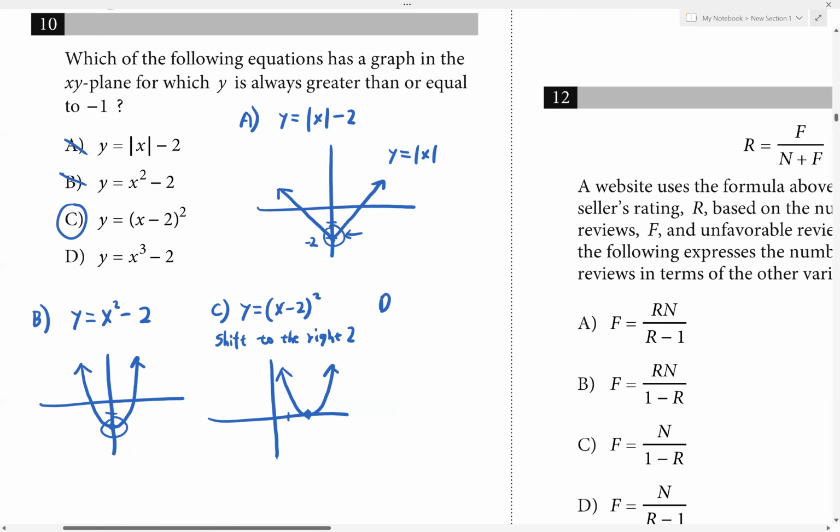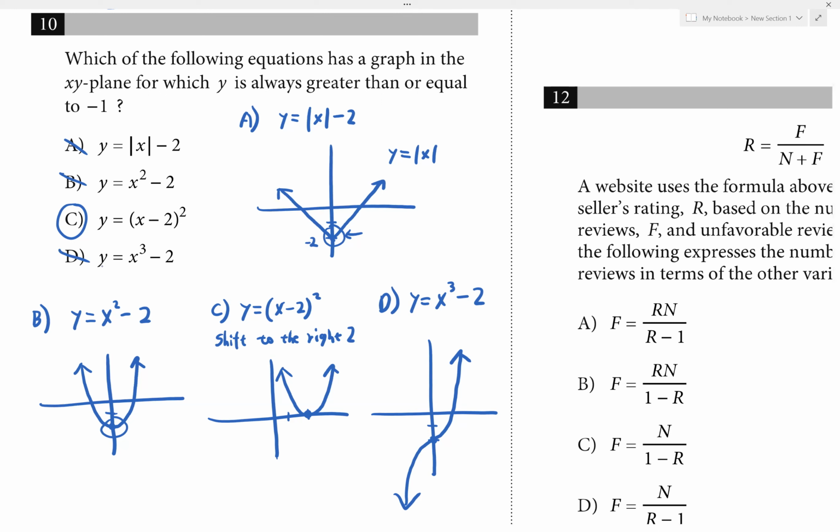And just to finish this up, for letter D, this is a cubic function, y equal to x cubed minus 2. The cubic function is an S-shaped curve, but again, we're going to go down 2 to -2. And then it comes all the way from the bottom and then goes up, something like that. Once again, we have numbers less than -1, so it doesn't work. So D is not the answer. For number 10, C will be our final answer.